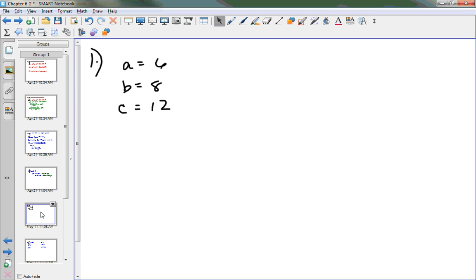Directions say, use the law of cosines to solve the triangle. When it says to solve the triangle, they're looking for angle A, B, C, side A, side B, side C. They have given you sides A, B, and C, correct? All we have to do is plug and chug into the formula. So the formula we're going to use is A squared is equal to B squared plus C squared minus 2BC times the cosine of A.